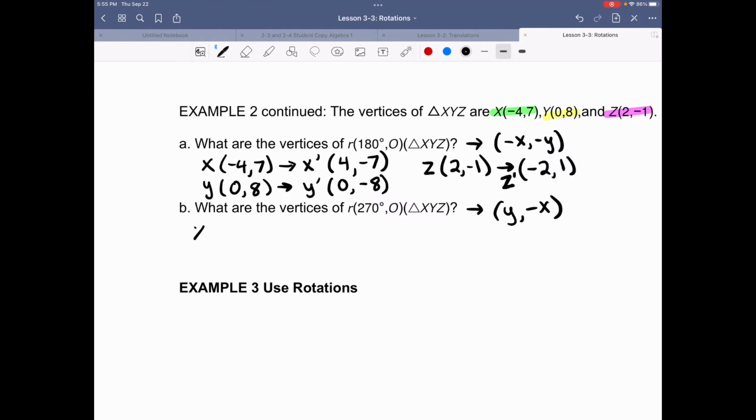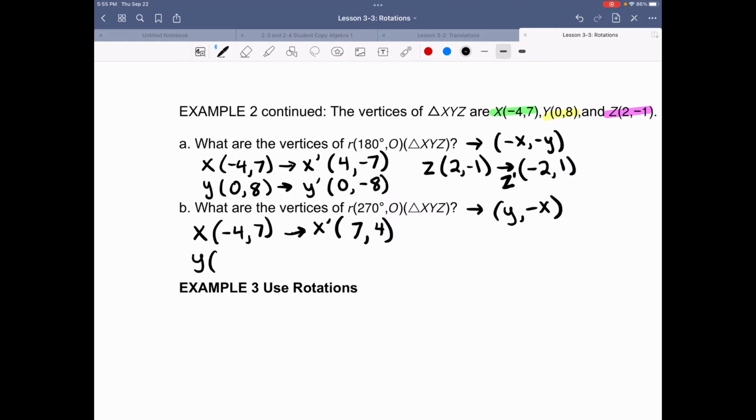So our X for our triangle XYZ, remember the green highlighter, that's going to be negative 4, 7. We are going to switch the positions of x and y. So we get X prime, and we get 7. The 7 does not change, it's going to stay 7, but the negative 4 is going to become positive 4.